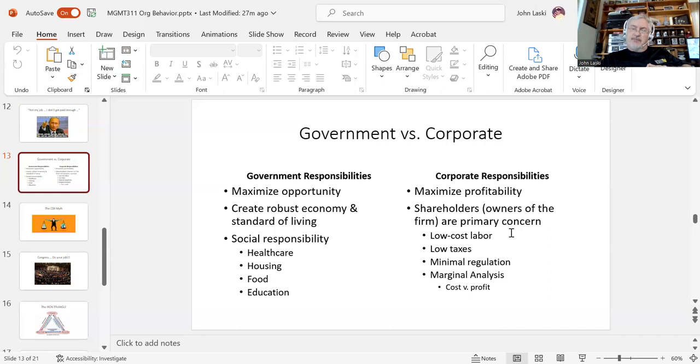Low-cost labor. We're interested in low taxes. Well, corporate, we're not interested in that. Raise the taxes, we'll leave the country. How about that? Minimal regulation. Well, we need scrubbers and cleaners on the smokestacks, and everybody has to have a blue suit with a pink visor with you know what? Get away from me with that nonsense. All that does is add cost. And our primary objective is this marginal analysis, cost versus profit. And we'll talk more about that during the semester, but that's the corporate side of the divide.